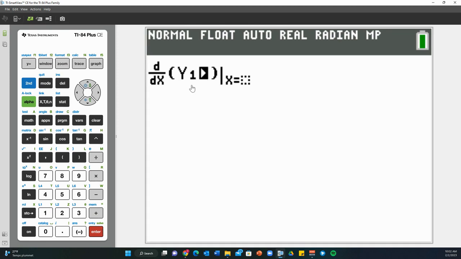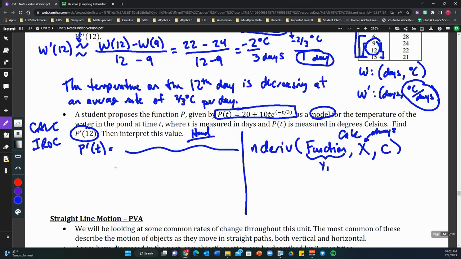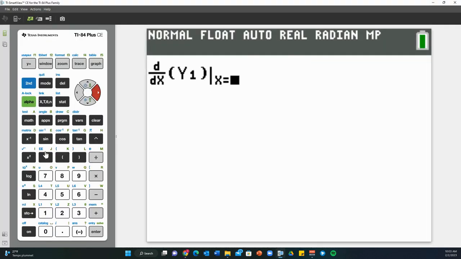So I want y1 to be put in here. And then my value of x that I want to substitute in goes in here. So in this case, we want to know the value of p prime of 12. So I'm going to ask it to substitute 12 in after they take the derivative. So that is what the newer calculators will look like.